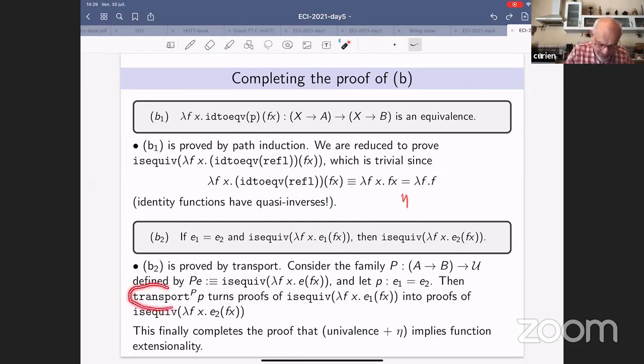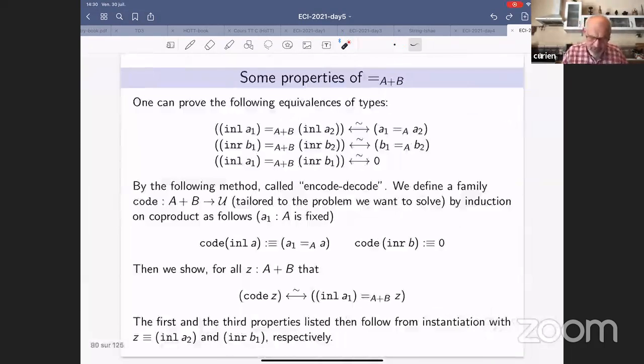Yes, transport P turns proofs of this statement into proofs of this statement, because this is a fiber at E1 and this is a fiber at E2, and transport precisely brings me to this type. Okay, so end of the story. So we have proved function extensionality from univalence and eta.